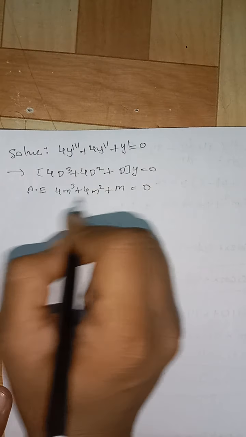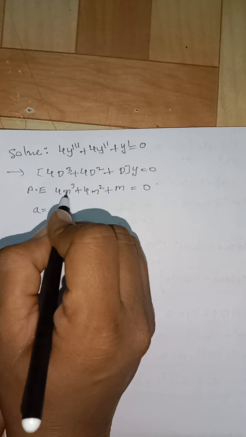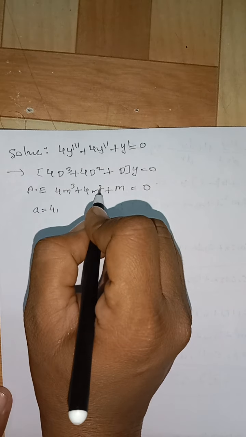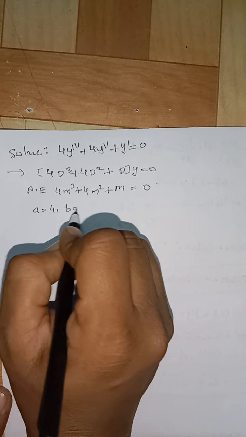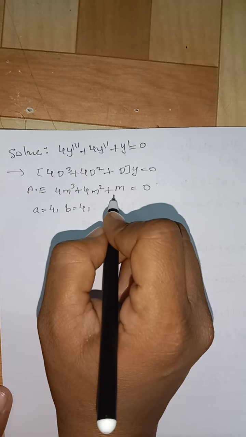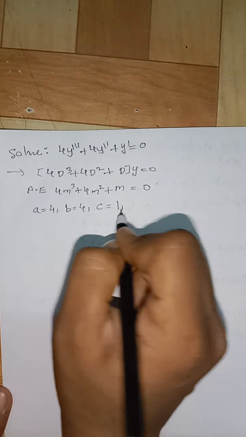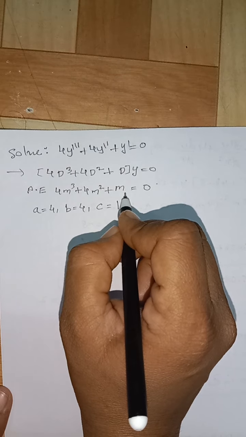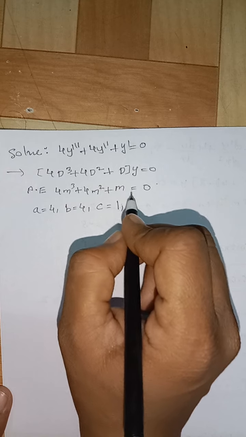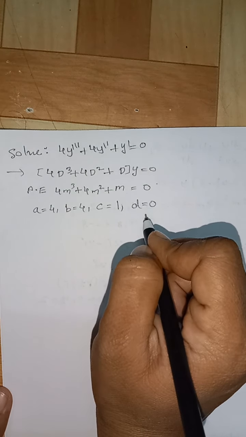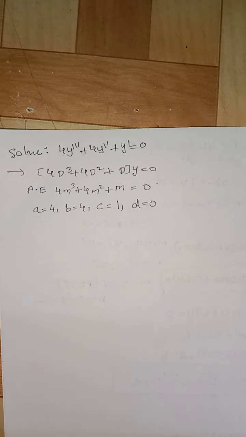Again here, the coefficient of m cube gives the value of a, that is 4. The coefficient of m square gives the value of b, that is 4. The coefficient of m gives the value of c, which is equal to 1. Whether a d coefficient is present, no. So what is the value of d? d is equal to 0. Okay, so let us use the calci again and find the roots.